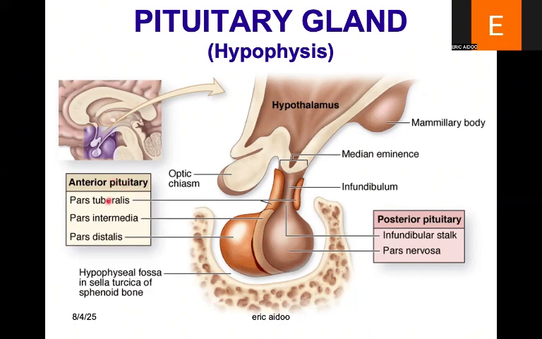So let's go over that again. The anterior pituitary is made up of the pars tuberalis, which goes around the infundibular stem. They have the pars intermedia, and they have the pars distalis. That is the hypophyseal fossa within the bone known as the sphenoid, okay, and in the specific location of the sella turcica that this pituitary is housed.